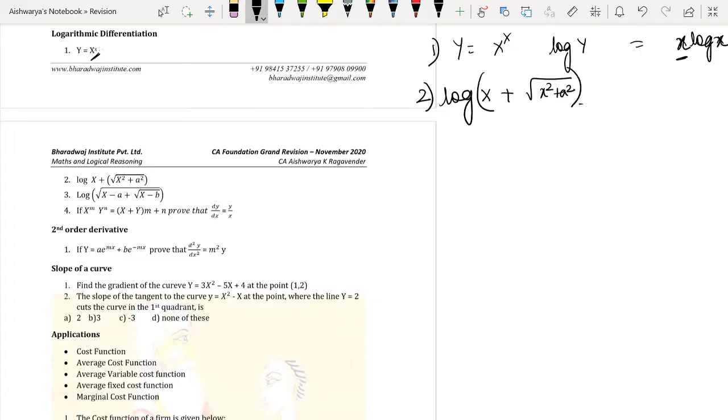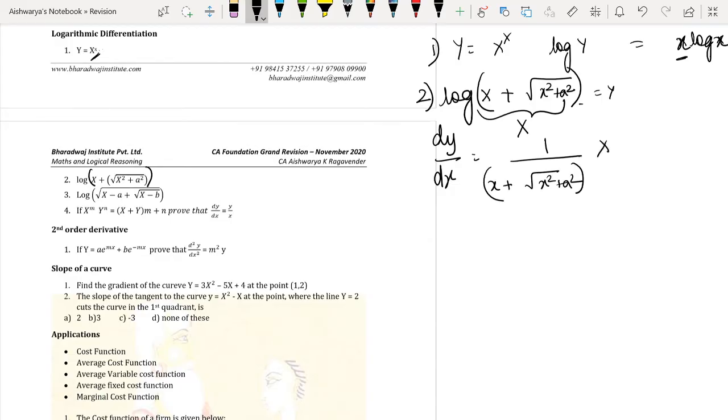So this, just put a bracket here, then it looks better. Okay, so this is your y. Now dy by dx will be equal to, think of this whole thing as one capital X. Capital X differentiation will be 1 upon X. X is nothing but x plus root of x square plus a square.